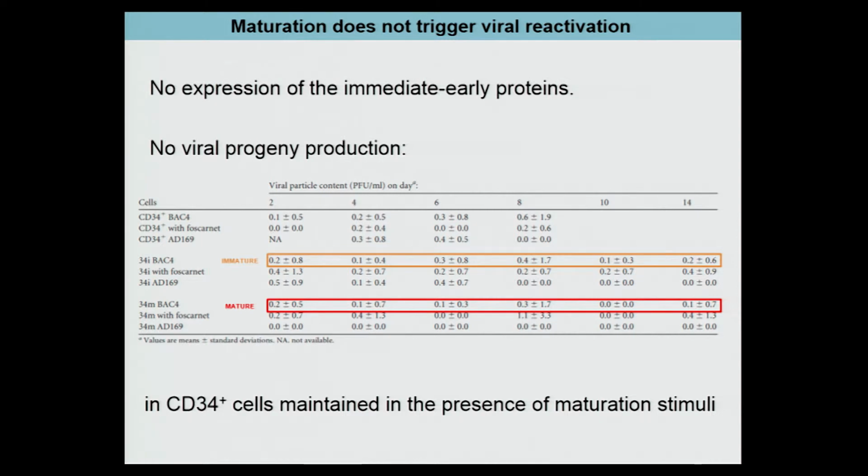Again, we didn't see expression of immediate early proteins or viral progeny production in both immature and mature. And actually, the mature was a little surprising because, as I said before, maturation was linked to virus reactivation, and that's not what we observed in this case.